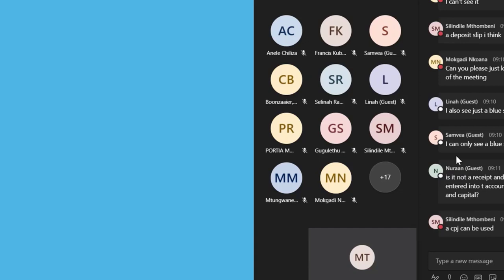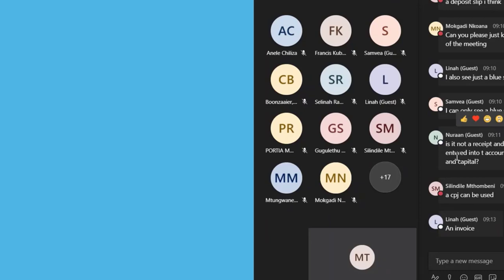So Silindile, I can see that you're saying CPJ. No, that is a subsidiary journal. That's not a source document. Your source documents will be an invoice, will be your bank statement. Those are the documents that you're going to be using to record that transaction.